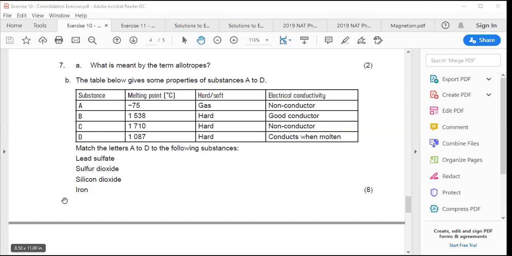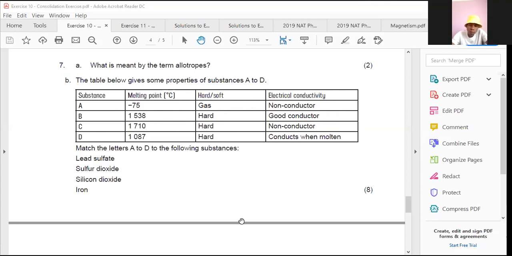So we must check here. Iron is a good conductor of electricity. That should be a metal because metals are good conductors of electricity. So B must be a metal. Then we check again. There is a gas here, and a gas is normally a non-metal. So it's most likely to be sulfur dioxide here. So at least we've found A and B.